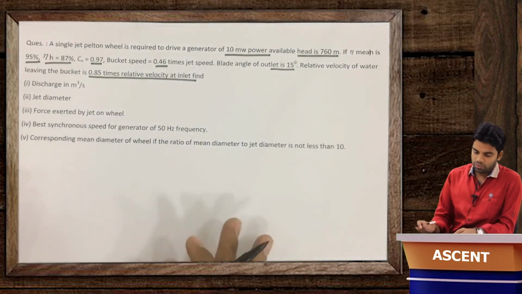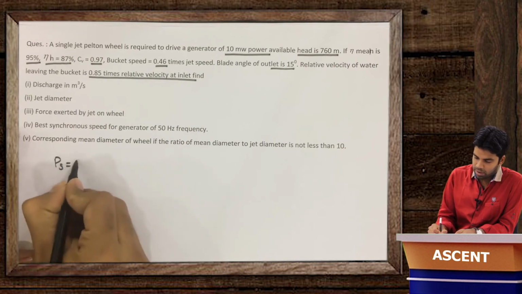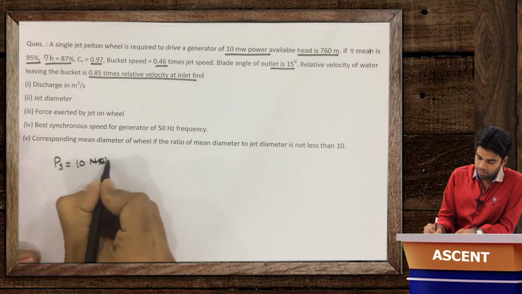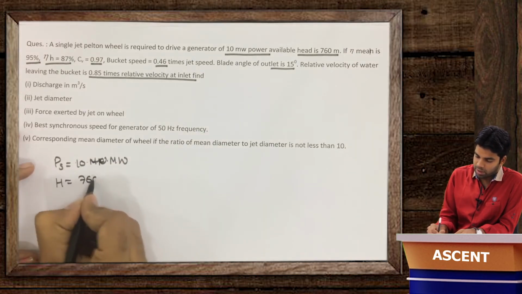Getting this answer? So first of all let us write the given data. So we have the shaft power as 10 megawatt. Then we have total head available as 760 meter.